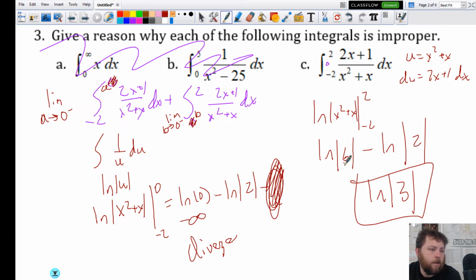Why is it ln of 3? Because you divide 6 divided by 2. But so you'd get an actual number, not diverges. This would be incorrect. If you looked at a graph of this, I don't know.